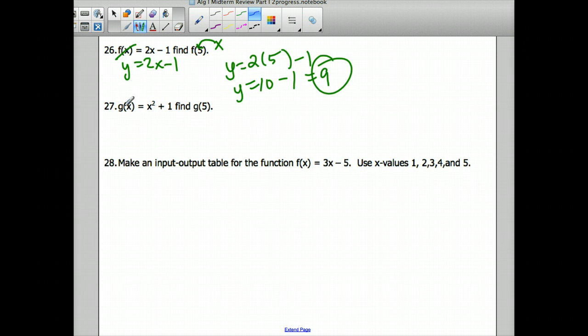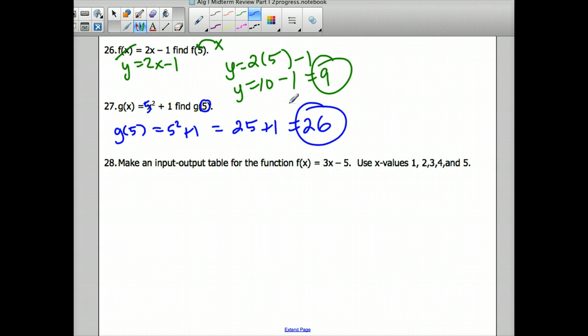So again, this is function notation. This just means that I plug 5 in for my x. So g of x is x squared plus 1. g of 5 is 5 squared plus 1, which equals 25 plus 1, which equals 26. There's our final answer for those two. So for function notation, just substitute this value in for the variable everywhere in the equation.